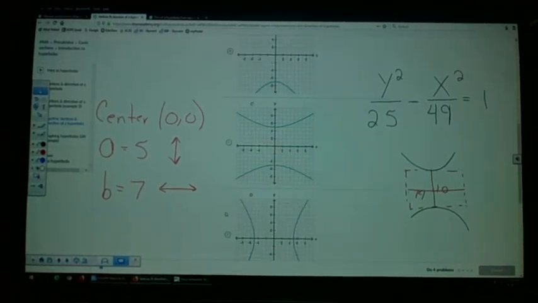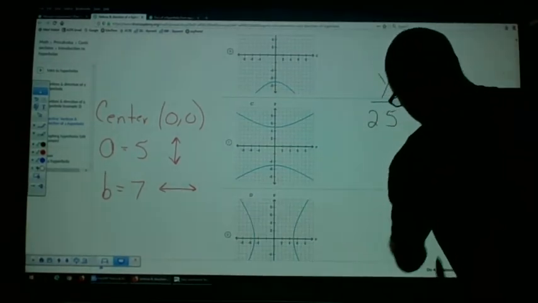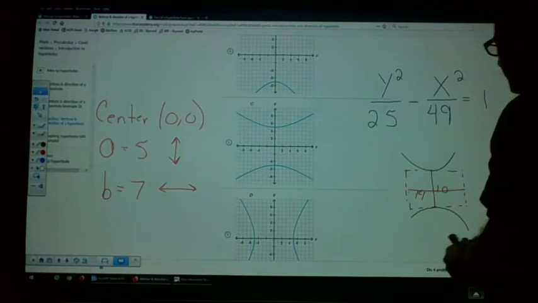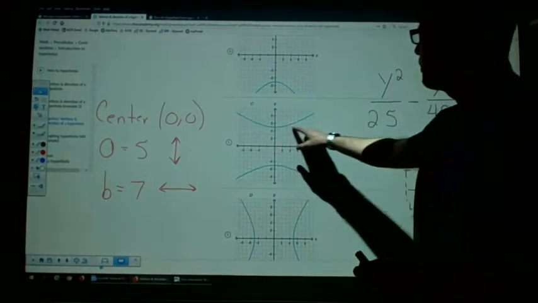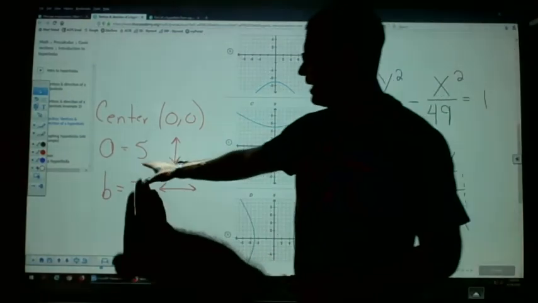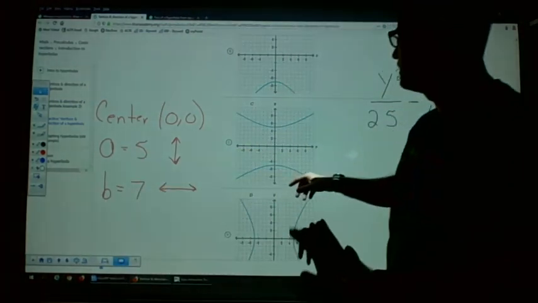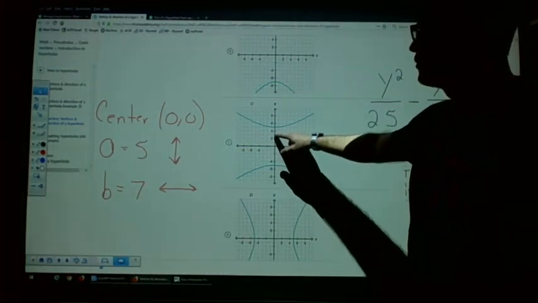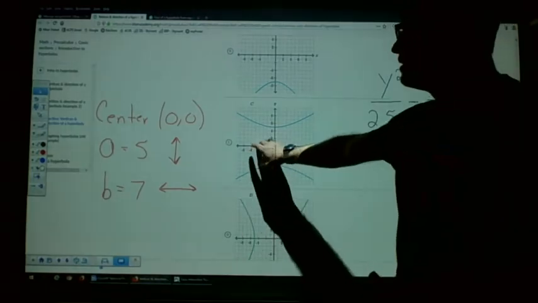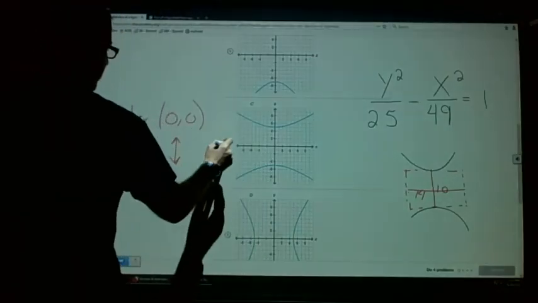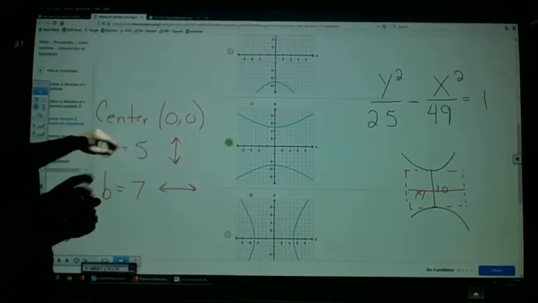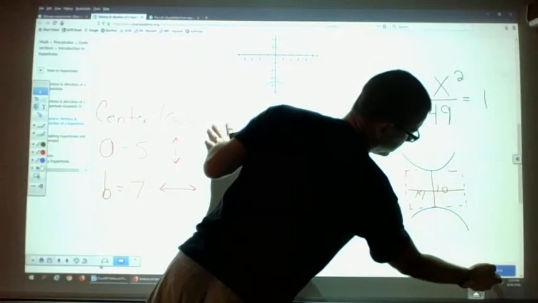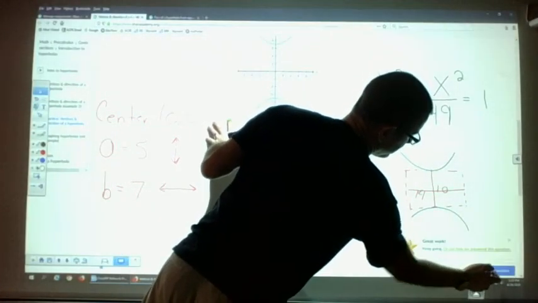C, D is clearly not it. It's horizontal. C works. C looks very nice. It's a wider hyperbola, which matches what I expect from this radius. If I look here, it's 1, 2, 3, 4, 5 there. So C is the one I'm going to go with. That matches all the criteria that we've seen. Yay, we got it right.